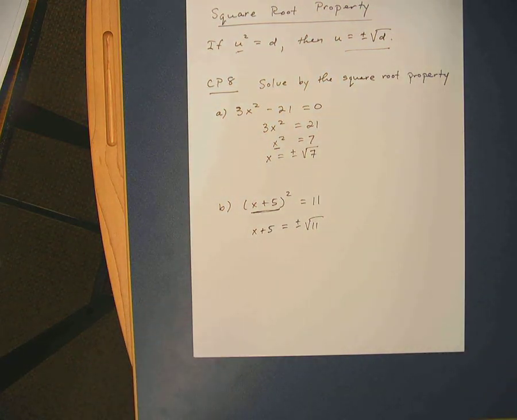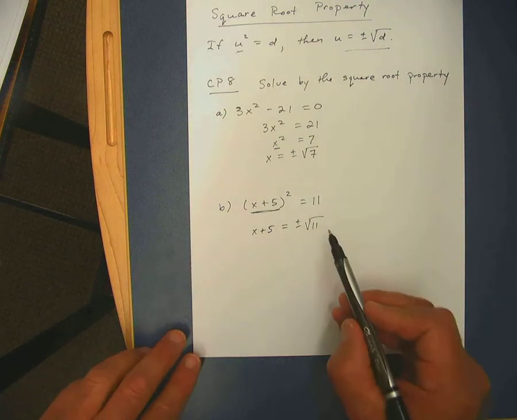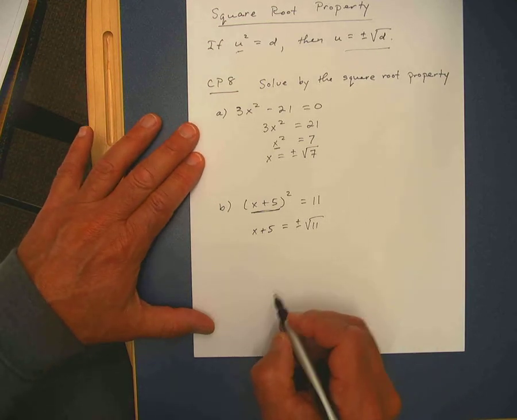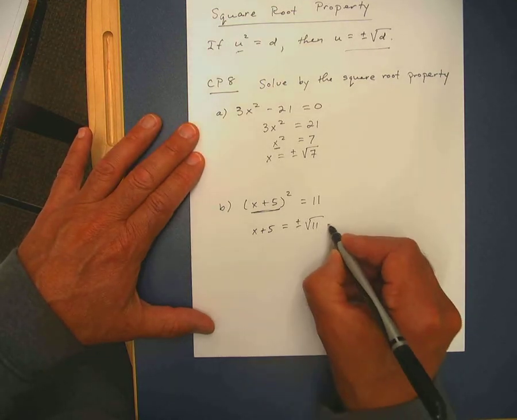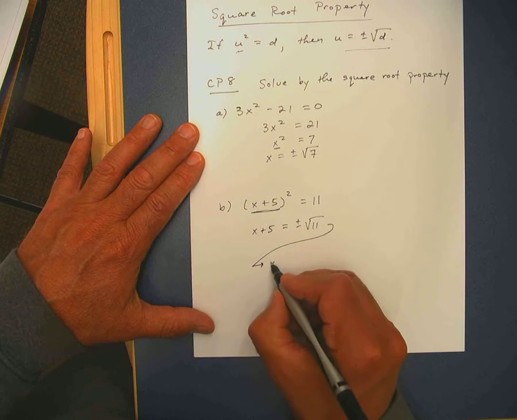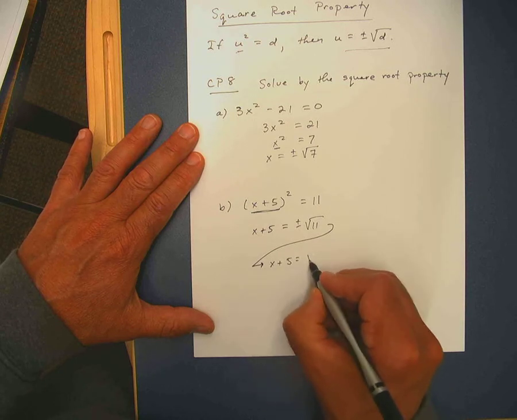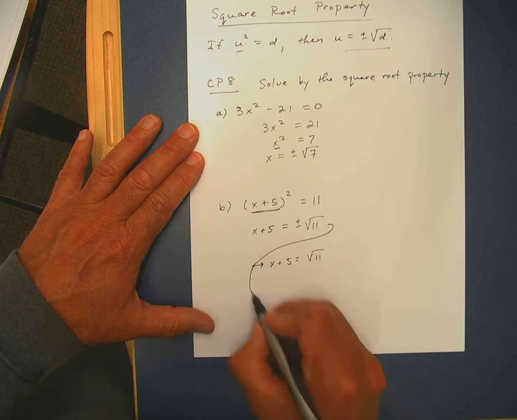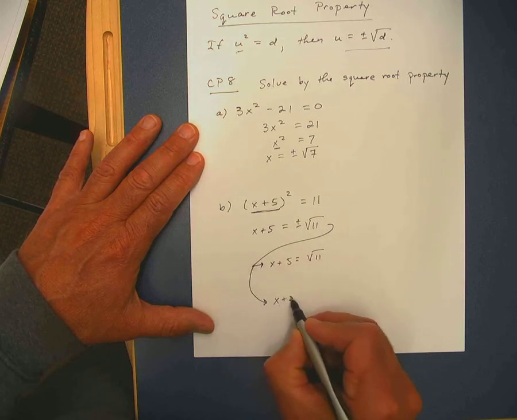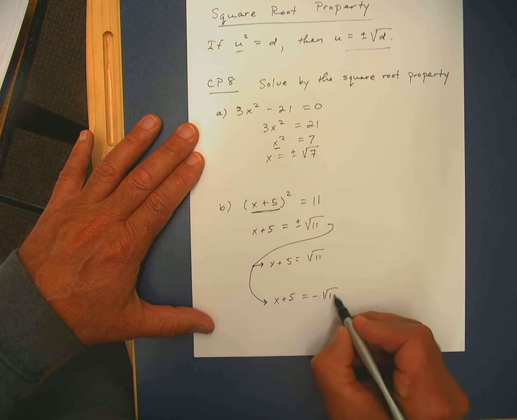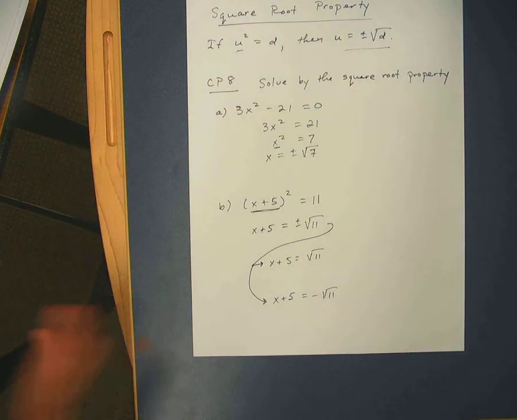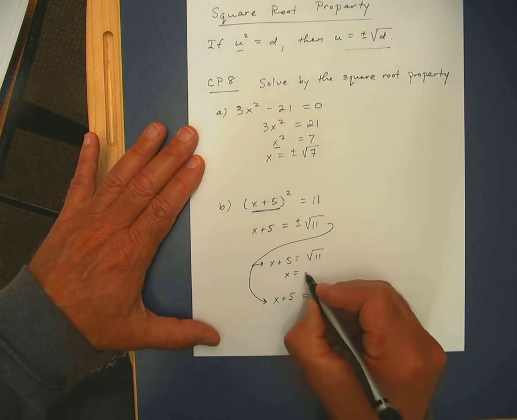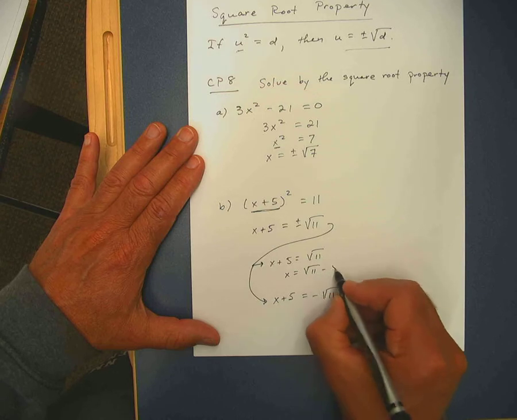So we get that. We have two cases here. One, of course, when the square root of 11 is positive, and the other one when it's negative. So let's split this into two equations. And so one is x plus 5 equals the square root of 11. And the other will be, down here, x plus 5 equals the opposite of the square root of 11. And then it's fairly straightforward to solve for x. Just subtract 5 from both sides, and we get x is equal to the square root of 11 minus 5.